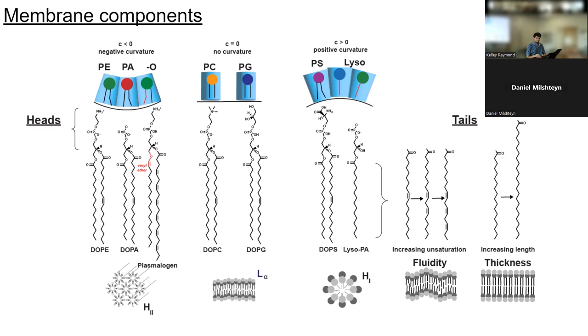Within the tails, there can be different levels of unsaturation and length. The more double bonds or unsaturation you have in your lipid tails, the more fluid the membrane is going to be, the more permeable it's going to be, and the easier it's going to bend. And thickness is also based on the length of the tails.